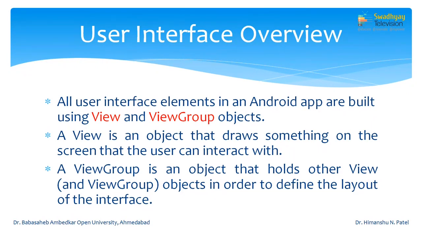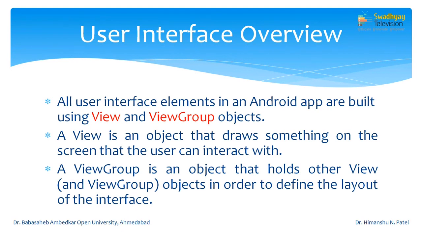Any control or interface element in an Android app is built using View and ViewGroup objects. Any control that you see on screen is either a View or a ViewGroup object. These are the two classes defined in the Android package which are responsible for all the user interface elements. So, by extending these View and ViewGroup classes, you can create different types of user interfaces.